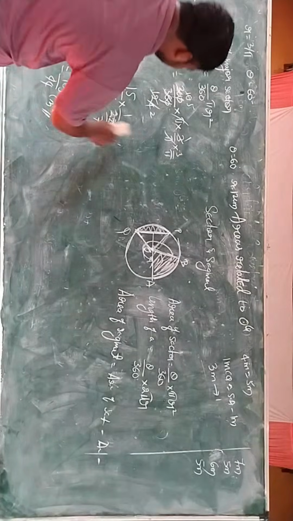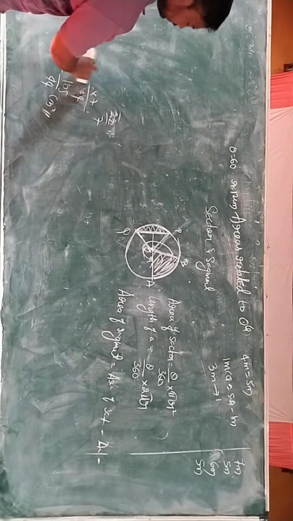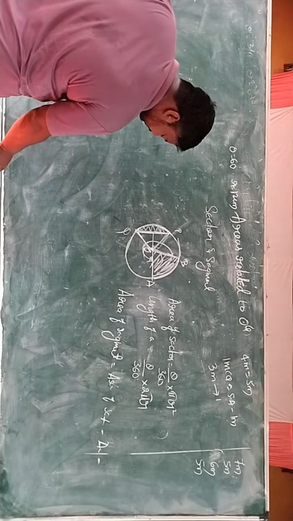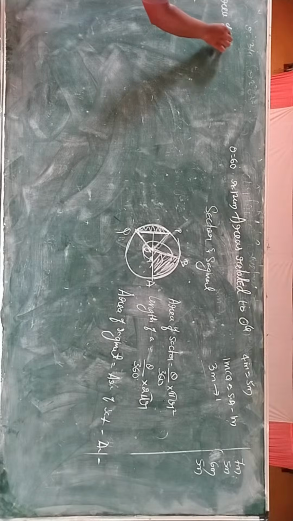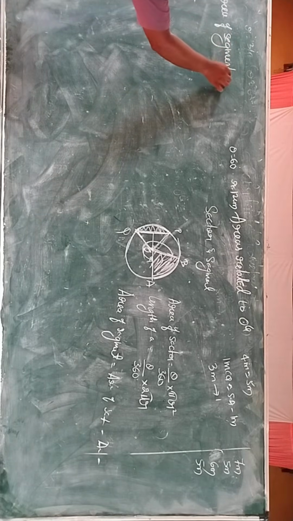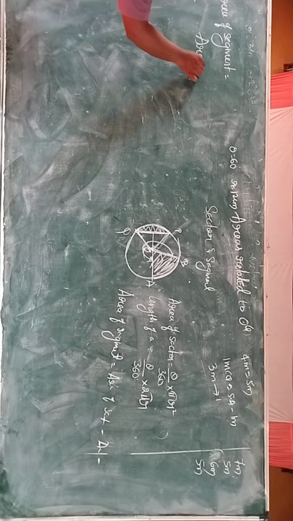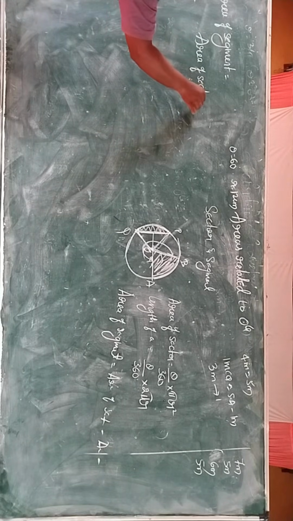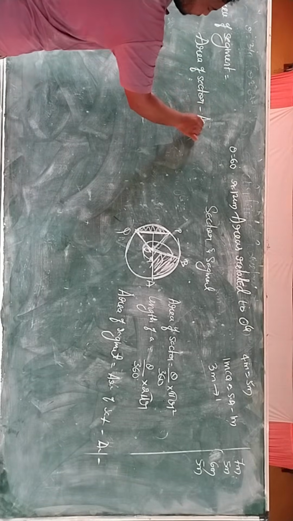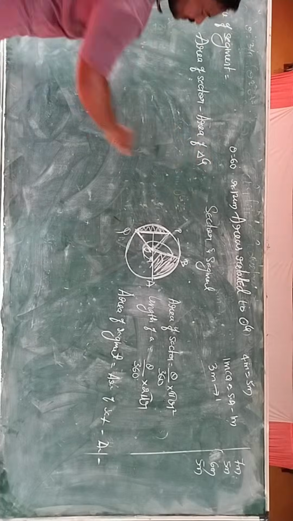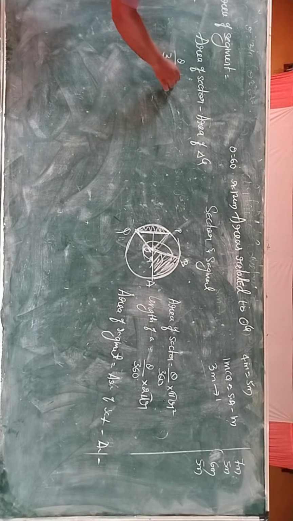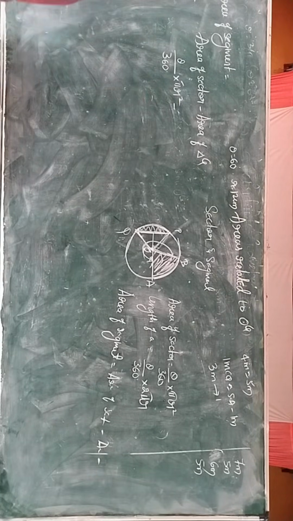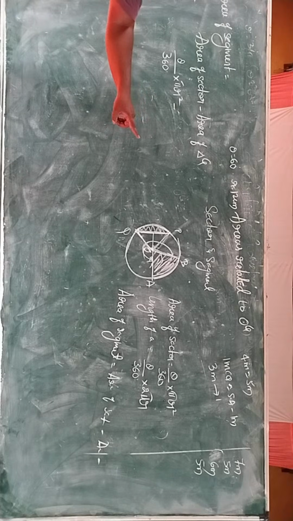So area of minor segment formula. Area of segment is equal to area of sector minus area of triangle. Area of sector formula: theta upon 360 degree into pi r square, minus area of triangle.